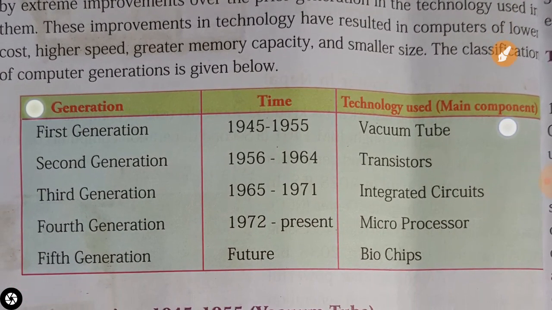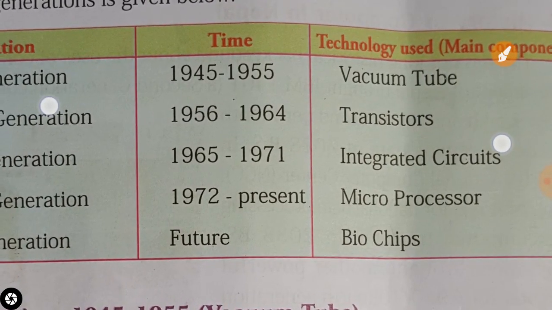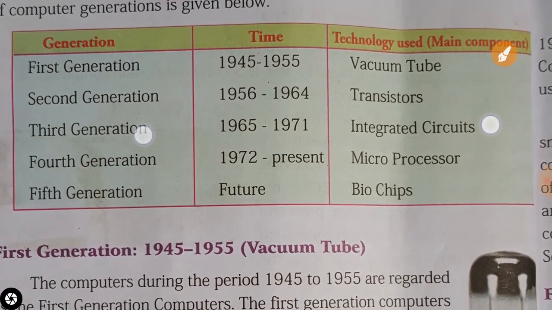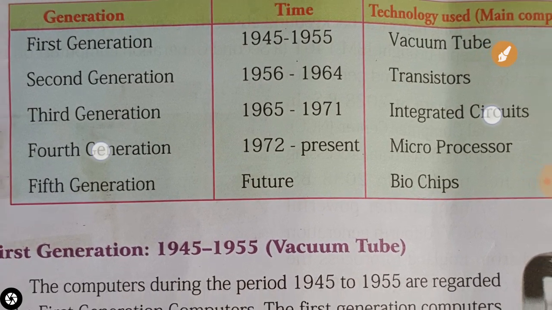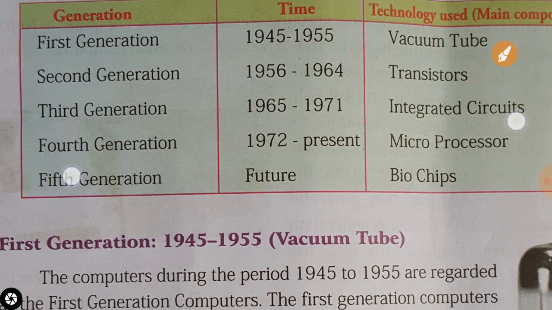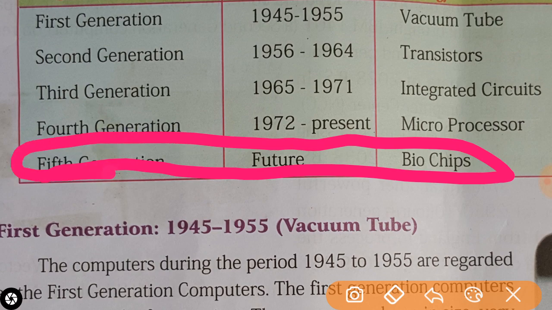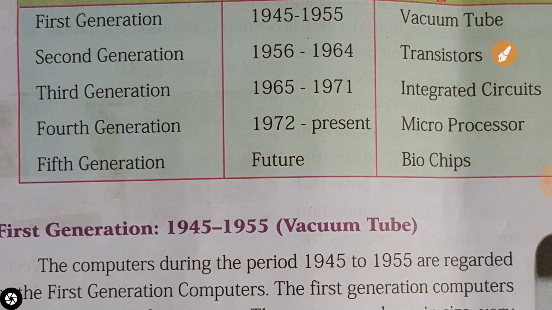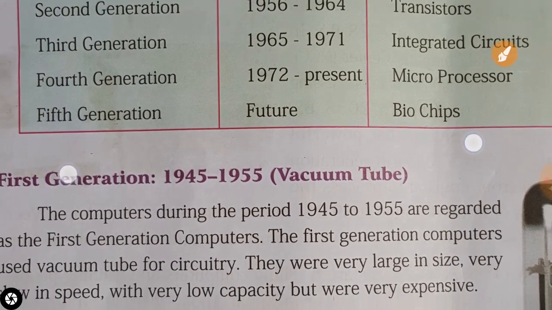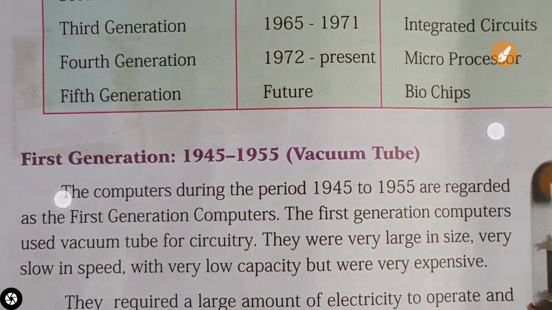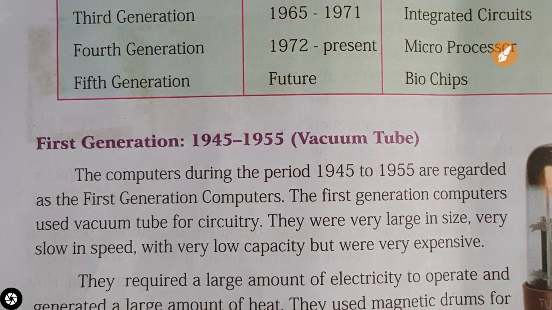For example, in first generation, vacuum tube was used. In second generation, transistors were used. And integrated circuit IC is used in third generation. And in fourth generation, microprocessor was used. The computer you are using belongs to the fourth generation. Actually, fifth generation is also being used nowadays, but it is not fully developed. Advanced robots, biochips and biotechnologies are used. We will soon get the fifth generation of computer.